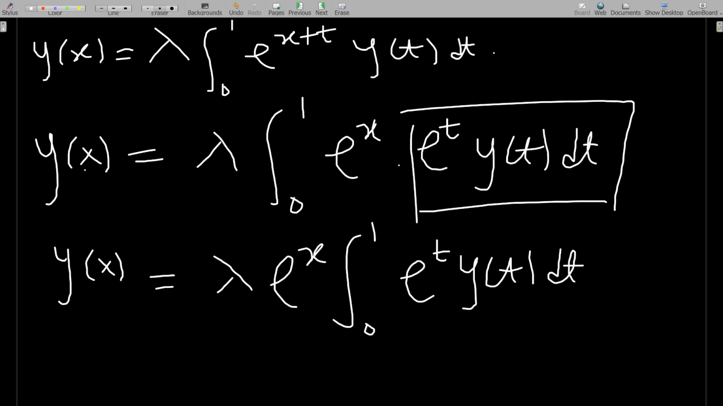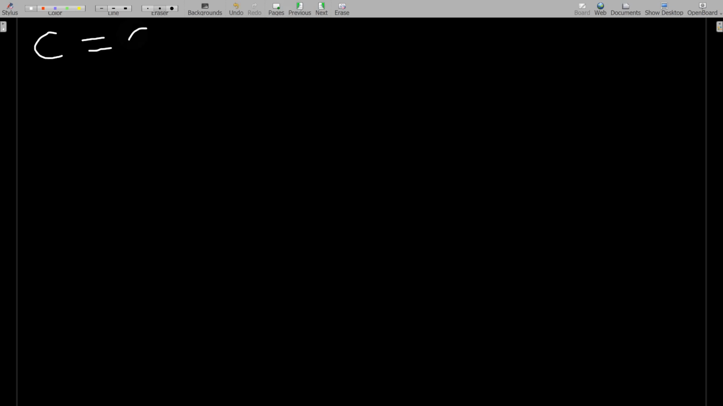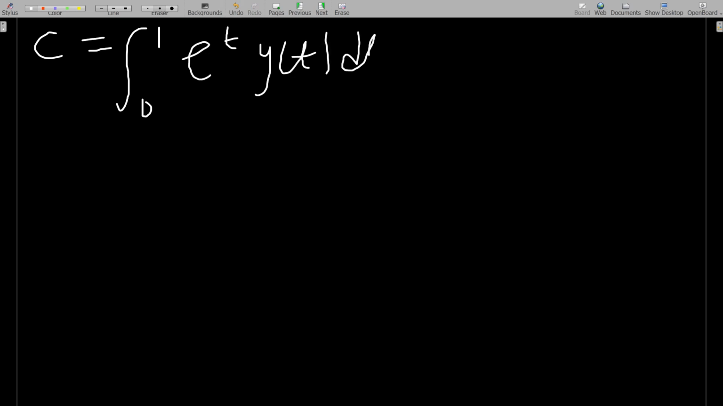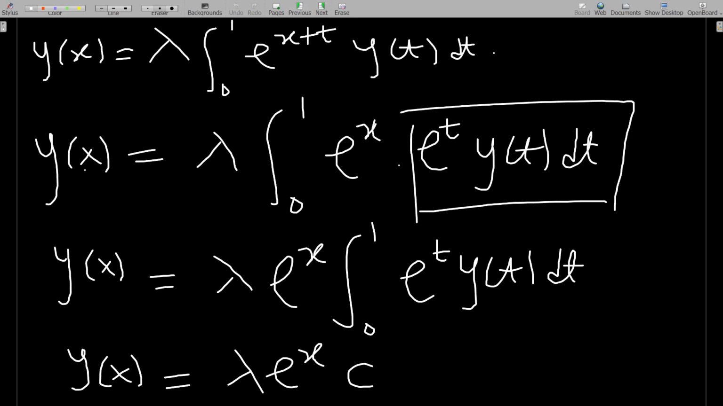Since only this part is a function of t and we are integrating with respect to t in a definite integral, we'll get a constant. So this is equal to lambda e to the x times some constant c, where c is the integral from 0 to 1 of e to the t y of t dt. If we put c back, we still get back our integral equation.